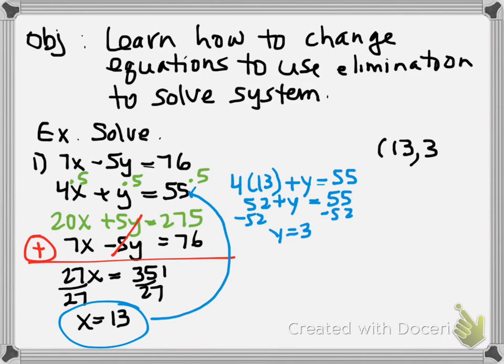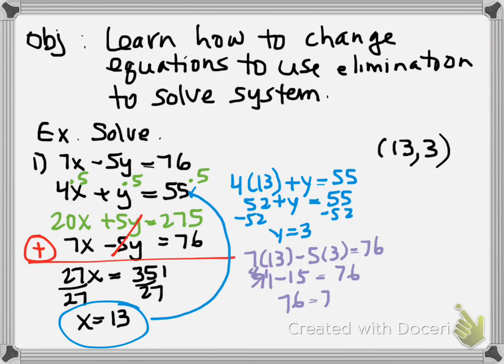So it looks like the solution to the system, the point where these two lines would intersect, would be at (13, 3). So what I want to do is a check and see if it makes sense. So is 7 times 13 minus 5 times 3 equal to 76? So let's see, that gives me 91 minus 15 equals 76. And so what it tells me is it satisfies the top equation.